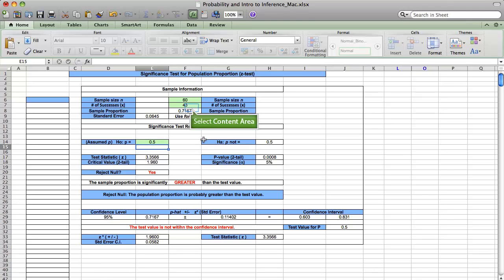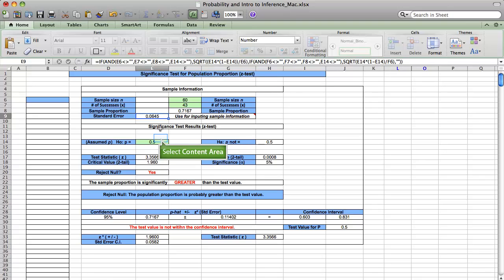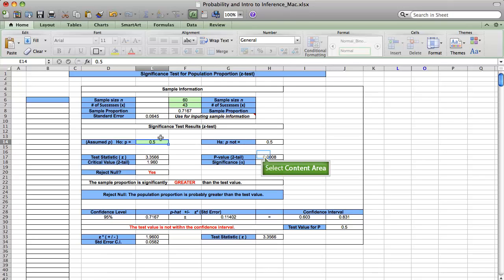Quite clearly, we have more than 50%. Our p-hat value is closer to 72%, which is 3.36 standard errors above 0.5. So our two-tailed p-value is well less than 5% alpha. This result is not only significant at the 5% level of significance, this is a highly significant result.